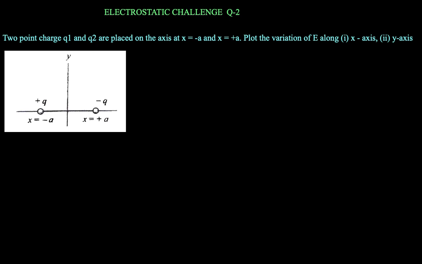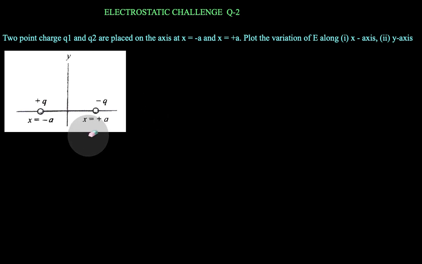Come to the electrostatic challenge question number 2. In this question, we are getting a clear concept about the charge which is placed at the x-axis or y-axis. What is the nature of the electric field and how we can plot the graph. So 2 point charges Q1 and Q2 are placed on an axis, x is equal to minus a and x is equal to plus a. Plot the variation along the x-axis and y-axis.